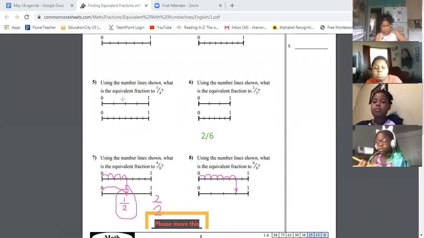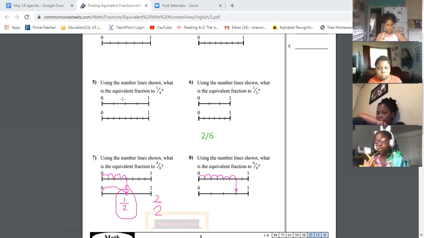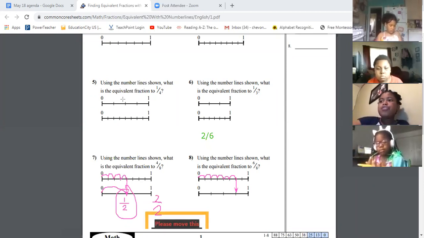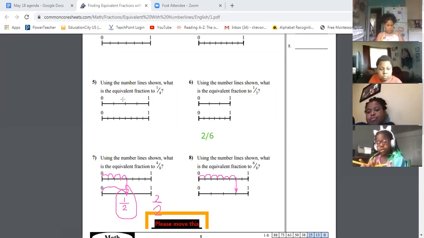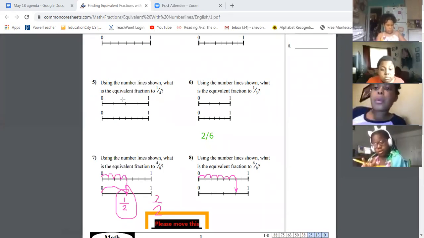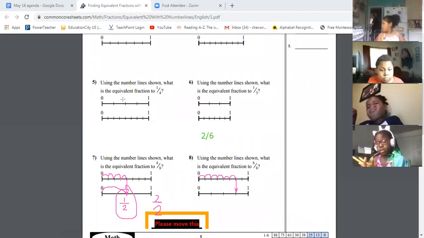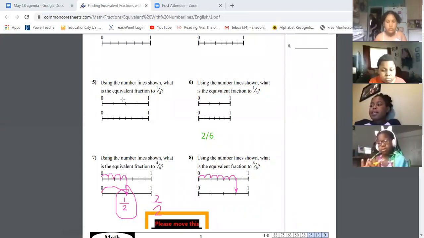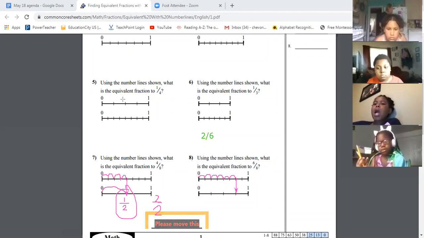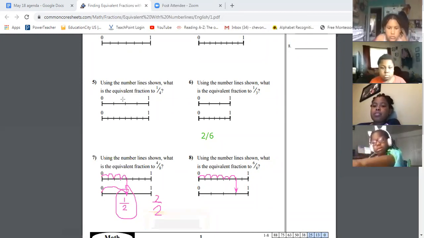Okay, good. My denominator is 4 because I would have to do 4 hops. So now what is my fraction there that's equivalent? It's how many hops out of the 4? So give me my numerator and my denominator. Good, Ben.